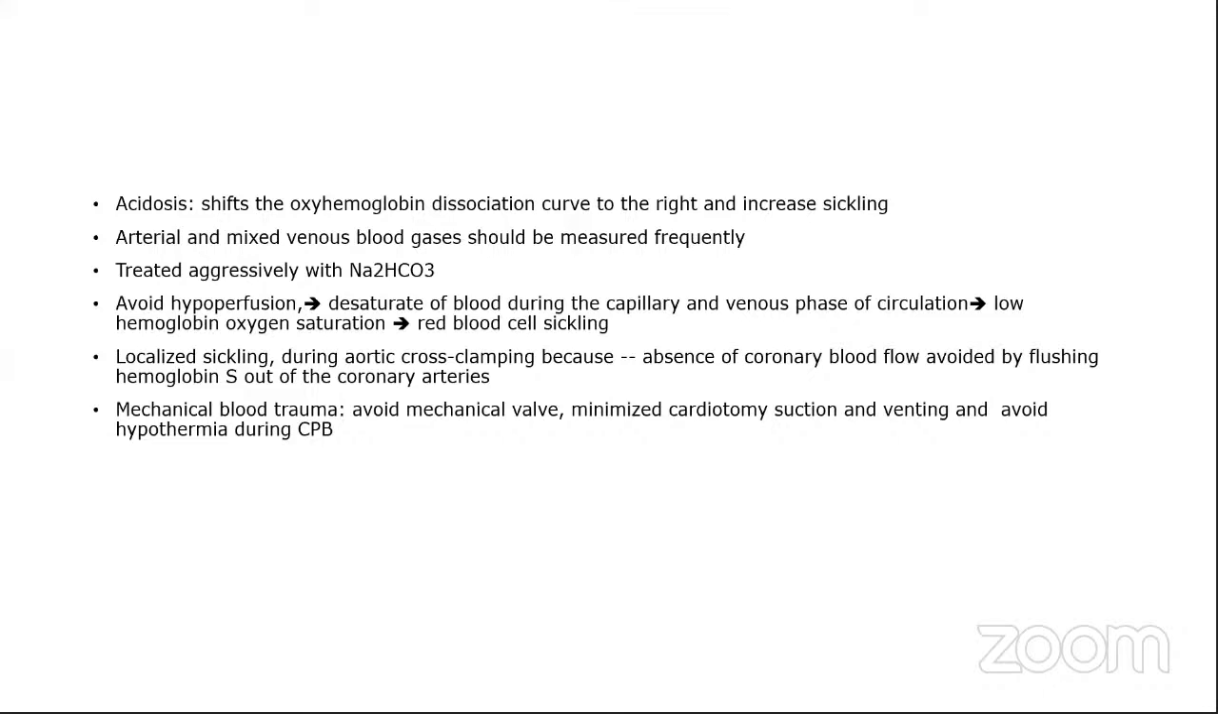For localizing sickling, this sickling can occur in, let's say, the heart during aortic cross-clamp, because of absence of coronary blood flow, and can be avoided by flushing hemoglobin S out through the coronary artery during cardioplegia, and preferably cardioplegia which is crystalloid, or blood with hemoglobin A.